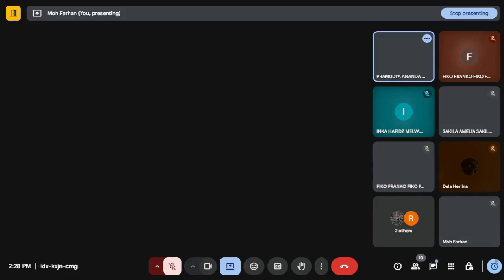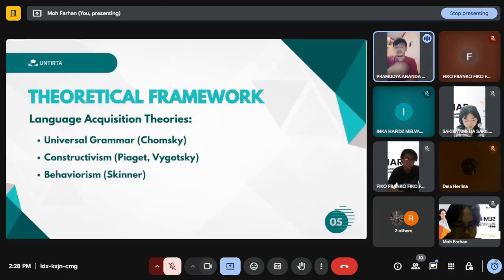The second one is the language acquisition theory. There are three language acquisition theories that we bring in this paper. The first one is universal grammar by Chomsky. In this theory, Chomsky stated that every human who is born has their own knowledge of language in their brain. Chomsky called it LAD, or language acquisition device. It means every human has had the knowledge of the language since they were born, but it needs a stimulus to get access to their language knowledge.